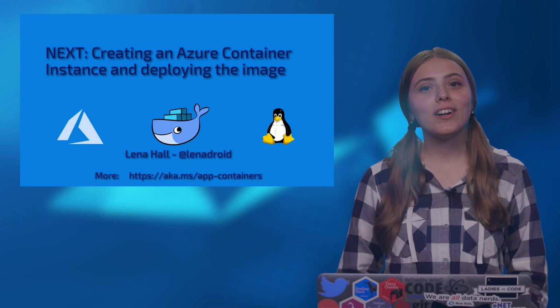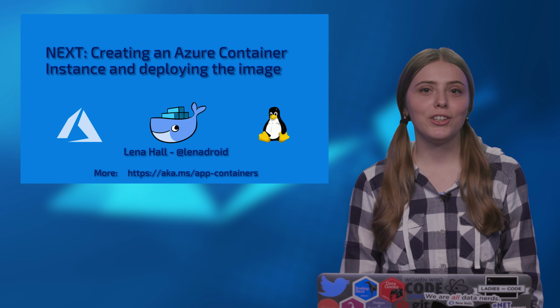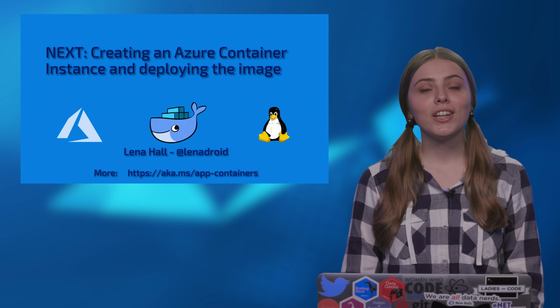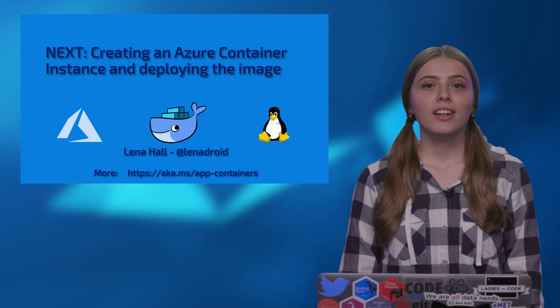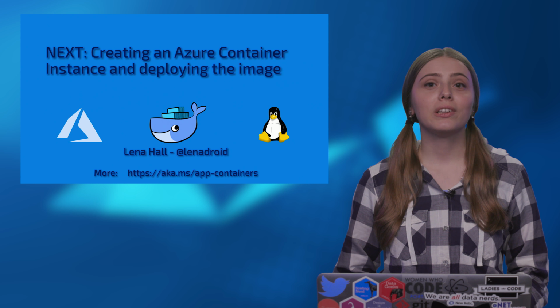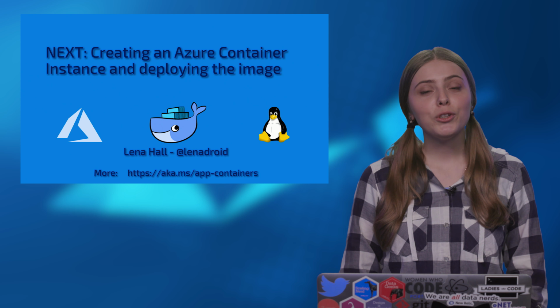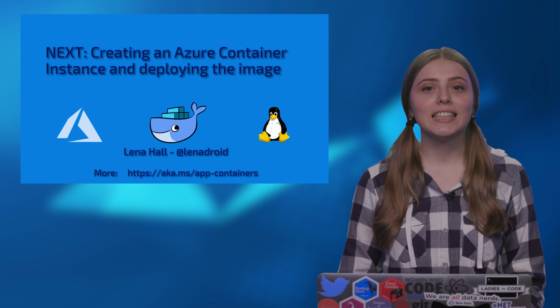Great. In this part, we have created a Scala Play application, built a container image, and deployed it to Docker Hub. Now we have an image name, which we will need in the next video, where I'm showing how to create an Azure Container Instance for it.